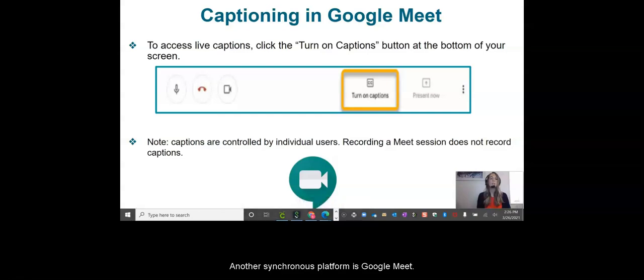Another synchronous platform is Google Meet. To access live captions, click the Turn On Captions button at the bottom of your screen. Keep in mind, captions are controlled by individual users, so they can toggle them on and off dependent on their needs. Be mindful that recording a Meet session does not record captions. So if you need to do this, you'll have to use a screencasting tool.